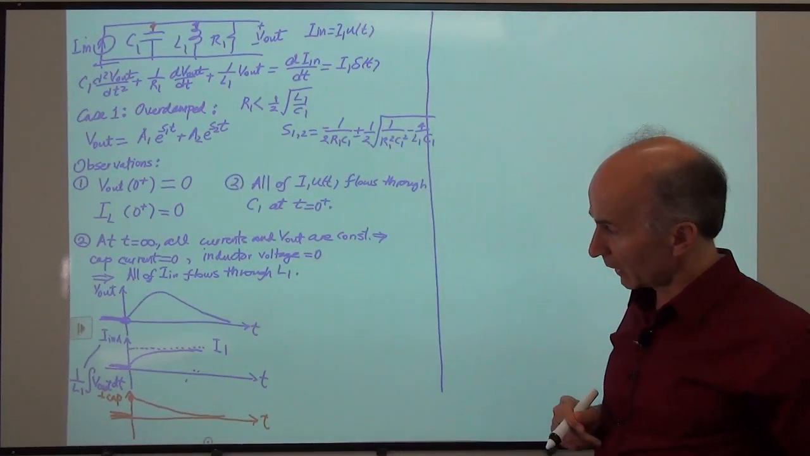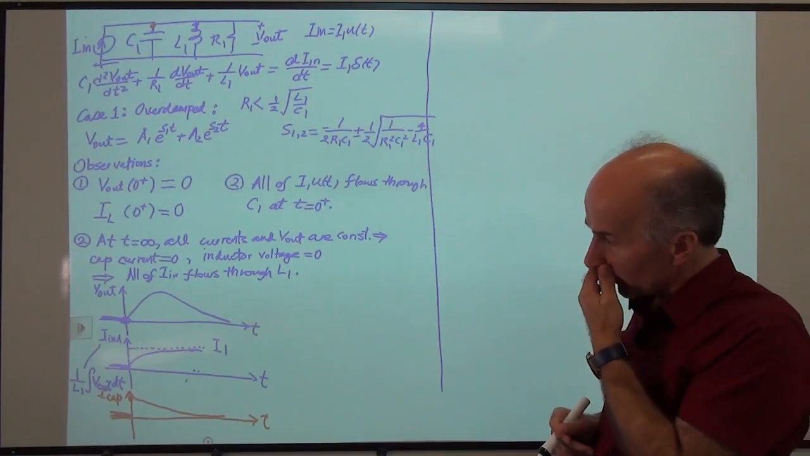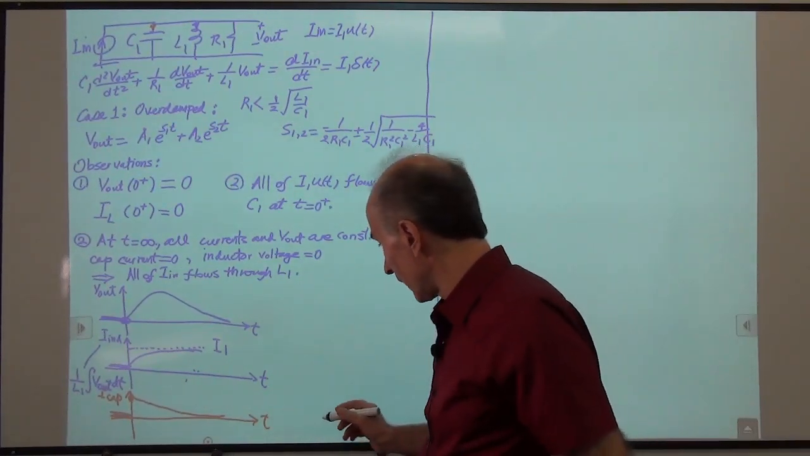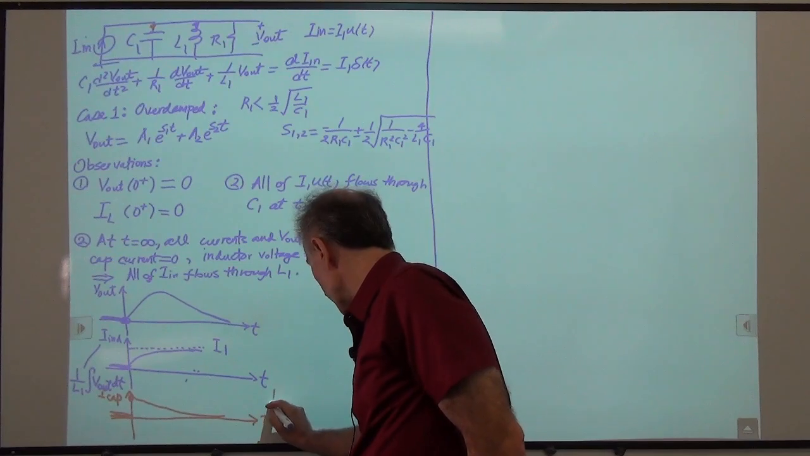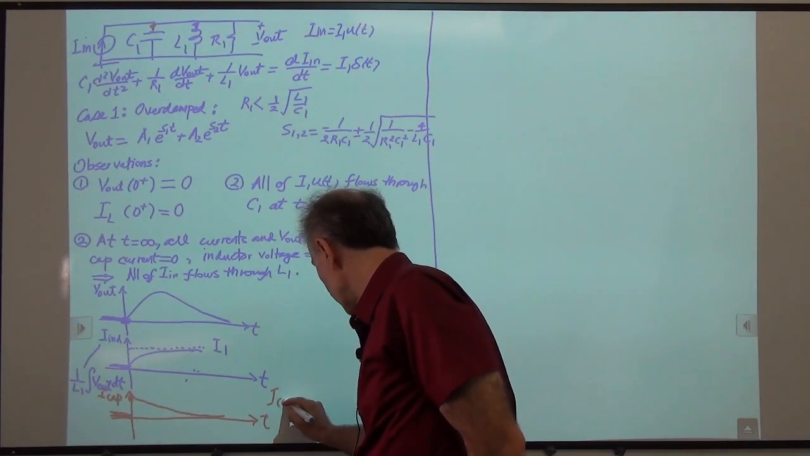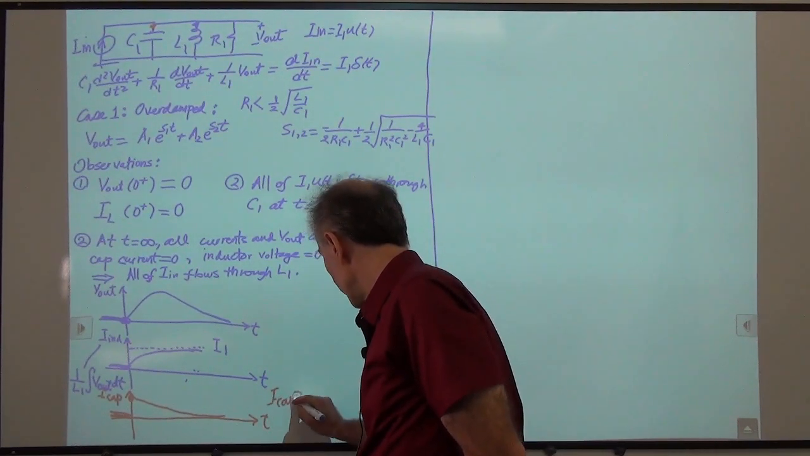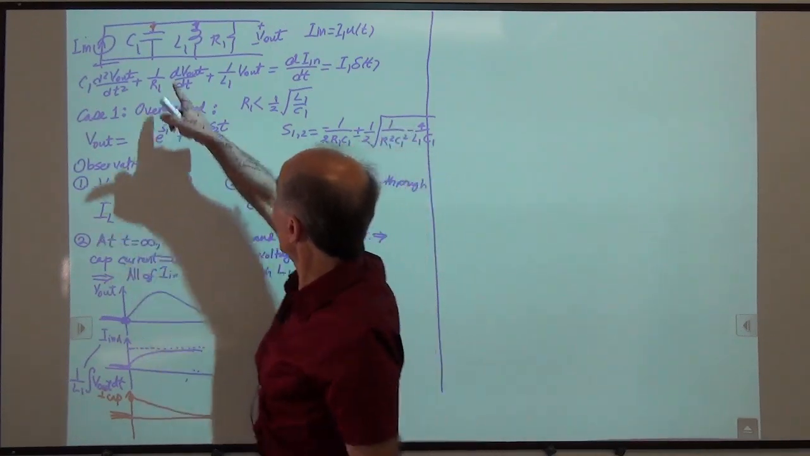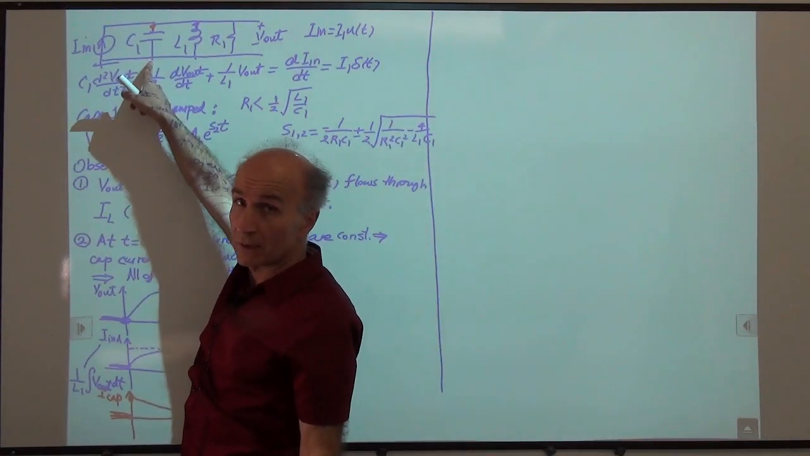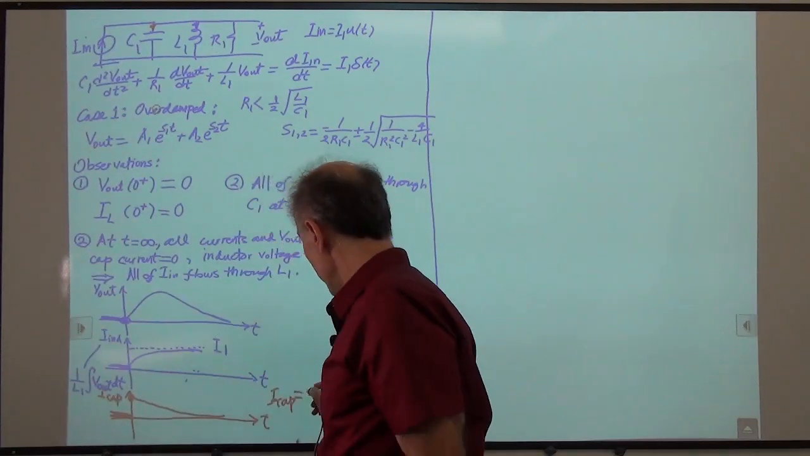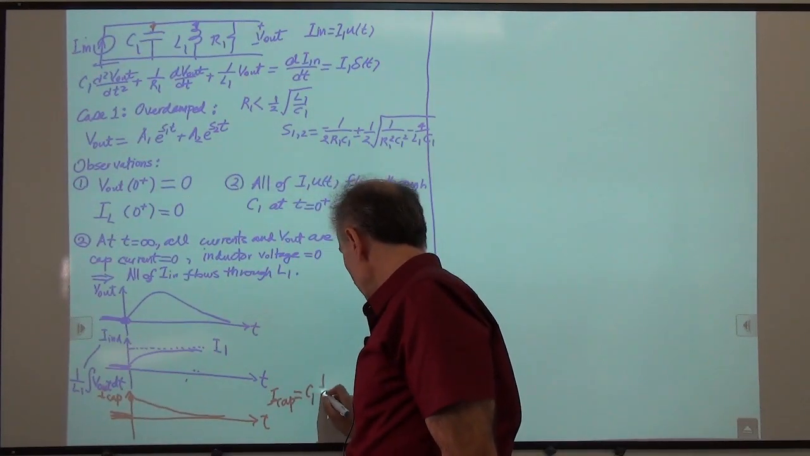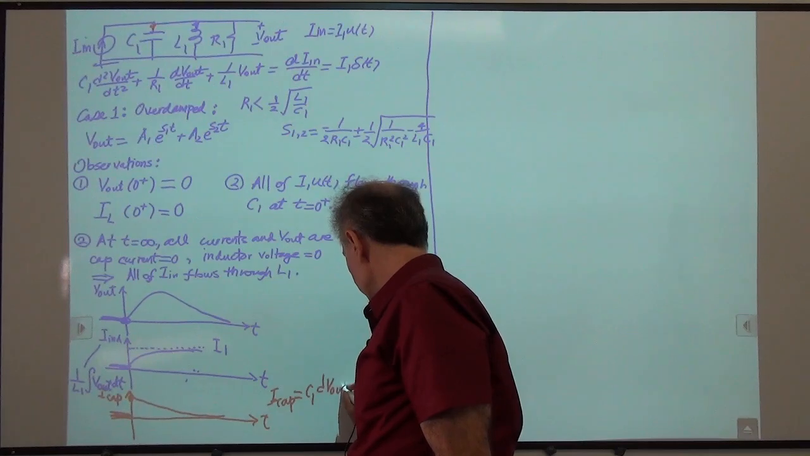All right? Okay, so what I will do is I will say, well, I cap is given by a simple equation. The current through this capacitor is C dV over dt. The voltage is V out, so it's just C1 dV out over dt.